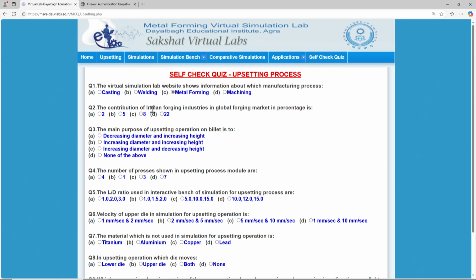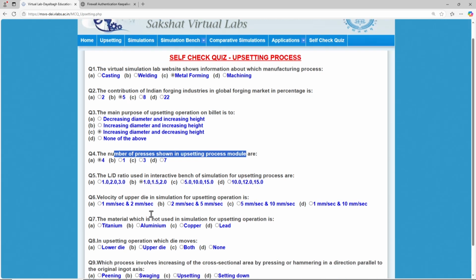The contribution of Indian forging industries in the global forging market in percentage is 5%, as given here. The main purpose of the upsetting operation on a billet is to increase the diameter and decrease the height. The number of presses shown in the upsetting process module is 4. This is question 4. Question 5 is the L by D ratio used in the interactive bench of the simulation. There were 3 L by D ratio options available: 1.0, 1.5 and 2.0.